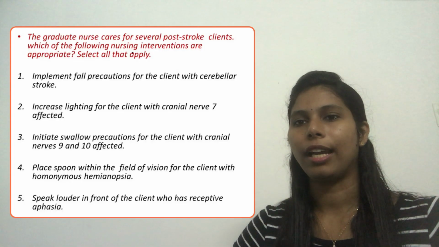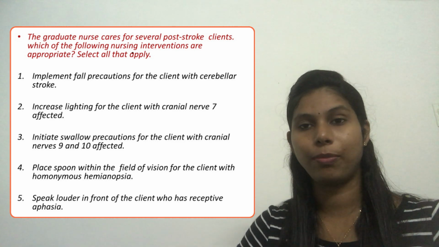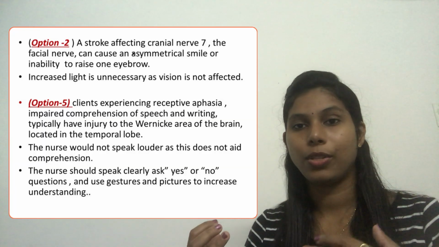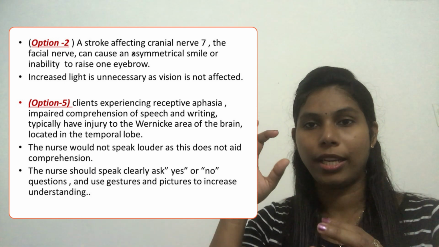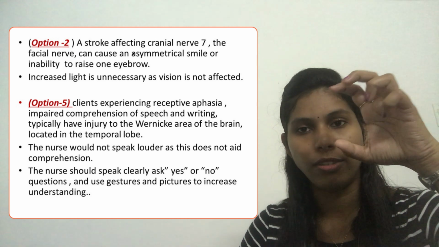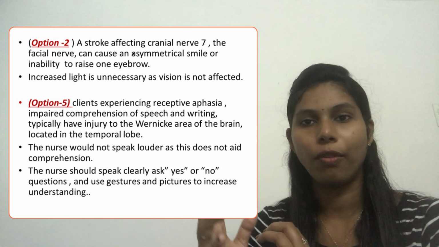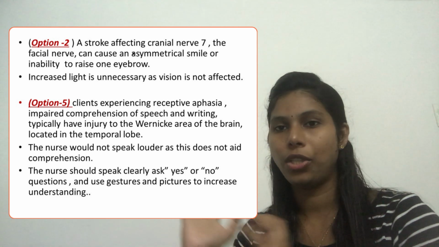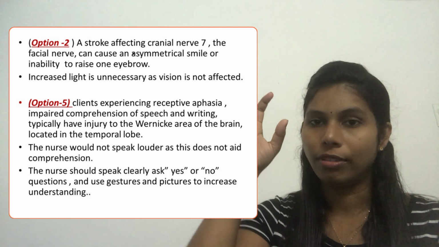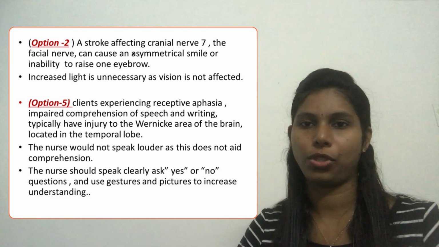Speak louder in front of the client who has receptive aphasia. So what do you mean by receptive aphasia? In receptive aphasia, it will affect the Wernicke's area of the brain. Where is it located? It is located in the temporal lobe. So what is the function of this Wernicke's area? It helps in the comprehension of speech processing and language understanding. So if the stroke affected the Wernicke's area, there will be impaired comprehension in the speech process.